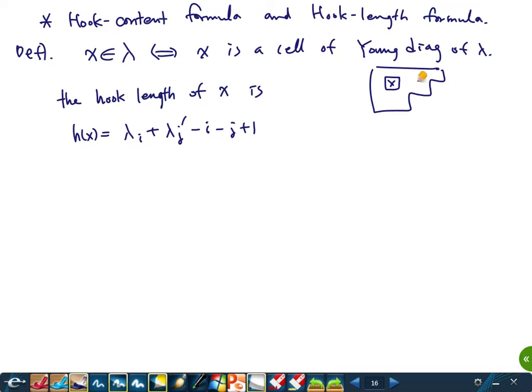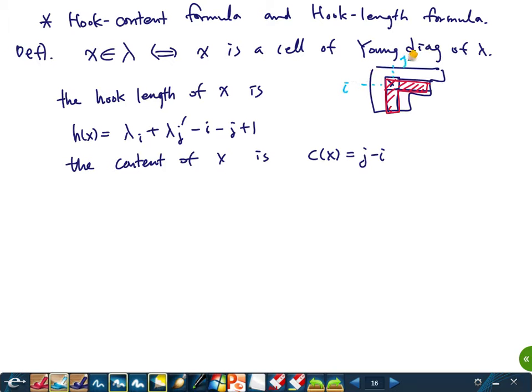But there is a better way of defining this. This is the number of cells in this. This is called the hook of X. You look at the cells to the east, and cells to the south, in the same row and the same column. You just count the number of cells here. That's the hook length. And the content of X is defined to be C of X equals j minus i, if it is in position ij, ith row, jth column.